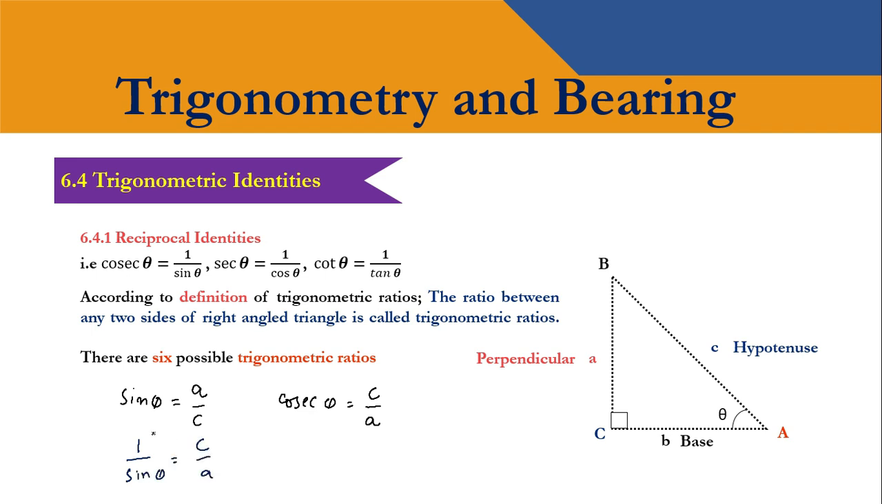If we take the reciprocal of this ratio, we will get 1 over sine theta, which is equal to C by A. And we also know that C by A, the hypotenuse divided by perpendicular, is equal to cosecant theta. Now putting the value of C by A here, 1 over sine theta is equal to cosecant theta. Similarly, you can prove the other 2 reciprocal identities.